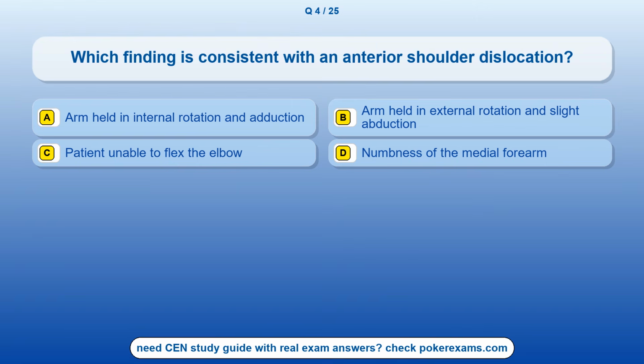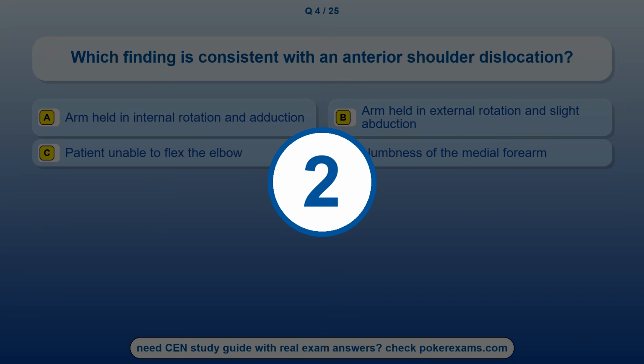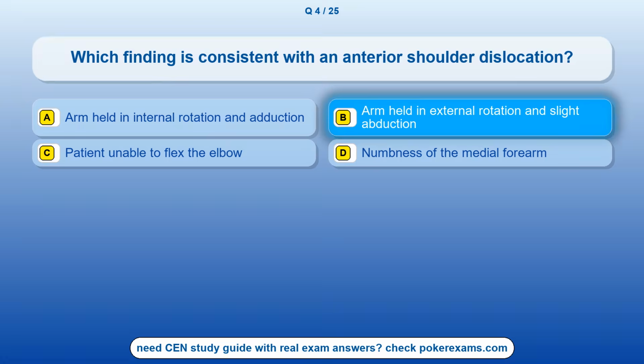Question 4. Which finding is consistent with an anterior shoulder dislocation? Option A, arm held in internal rotation and adduction. Option B, arm held in external rotation and slight abduction. Option C, patient unable to flex the elbow. Option D, numbness of the medial forearm. The correct answer is option B, arm held in external rotation and slight abduction.